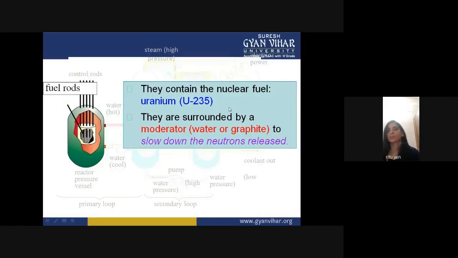So these are your fuel rods. They contain the nuclear fuel, uranium U-235. They are surrounded by a moderator to slow down the neutrons released.